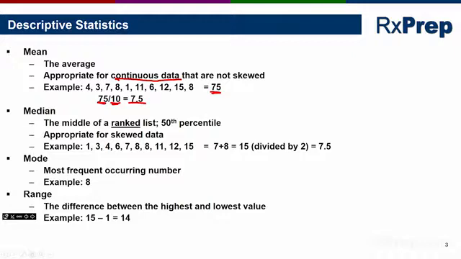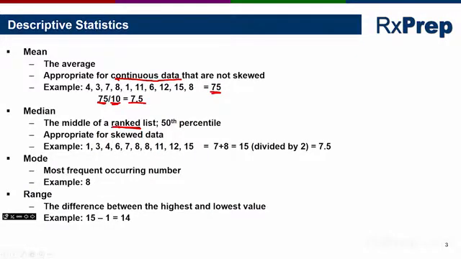Another measure of central tendency is the median. The median is defined as the middle point in a ranked list. It's also known as the 50th percentile. So it's in the middle of a ranked list. Please remember, you have to rank the list first, whether you go from highest to lowest or lowest to highest, but it must be a ranked list.